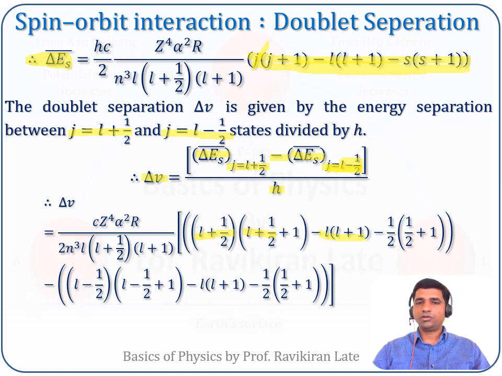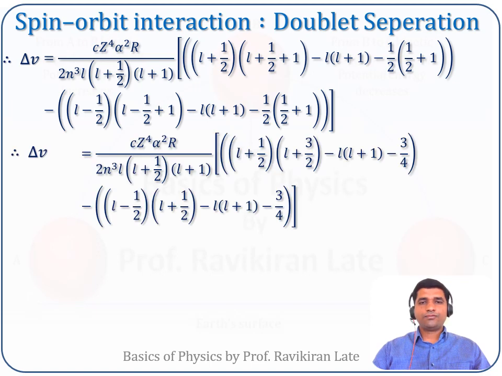For S, we know that the spin of electron is 1 half. So it is 1 half into 1 half plus 1. Minus, for the second term, the value of J is nothing but J is equal to L minus half. So instead of J, I am substituting L minus half. Here also L minus half. The L term I am keeping as it is, minus 1 half into 1 half plus 1, that is for the spin, because S has a value 1 half.